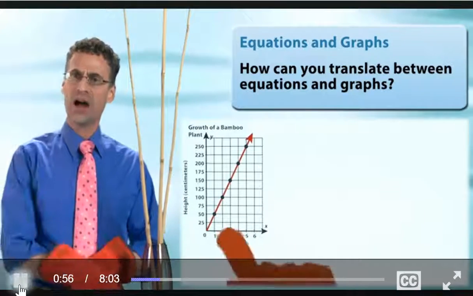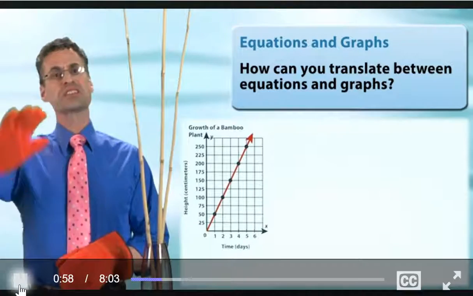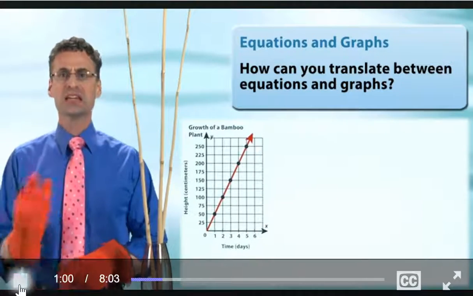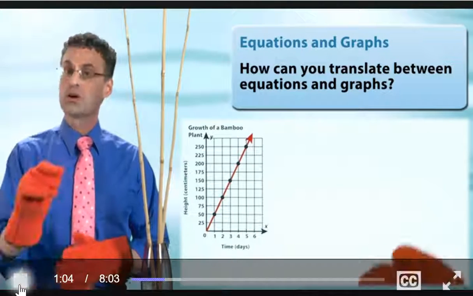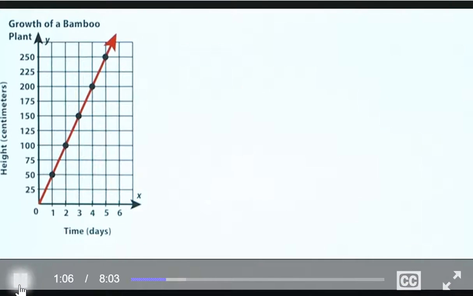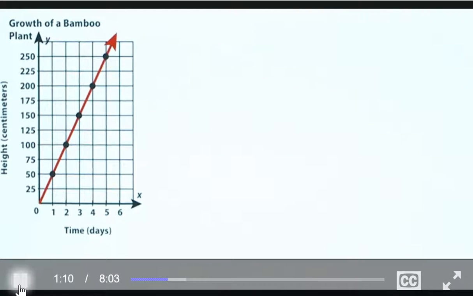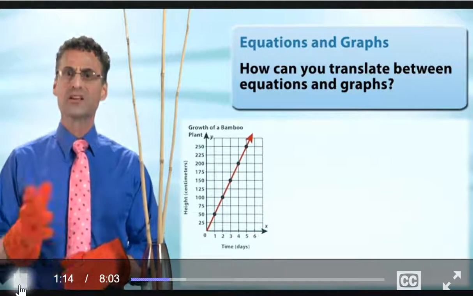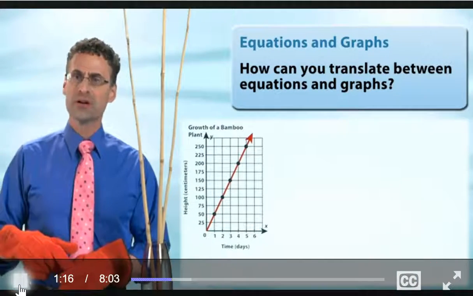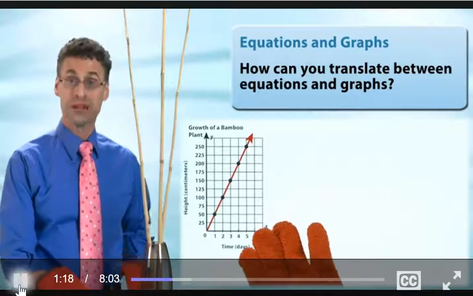The height y in centimeters of a second bamboo plant is given by the equation y equals 30x, where x is the time in days. Our challenge is to see if we can describe how the graph showing the growth of this plant would compare to the graph showing the growth of the first plant.